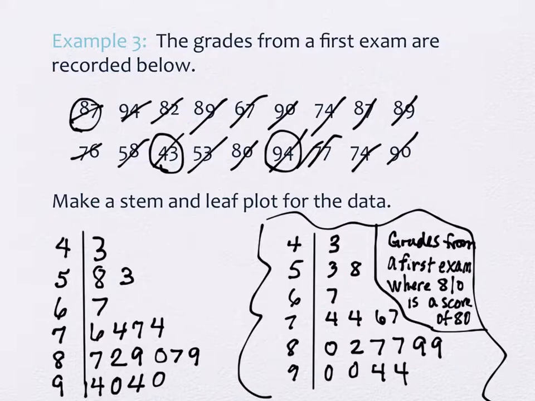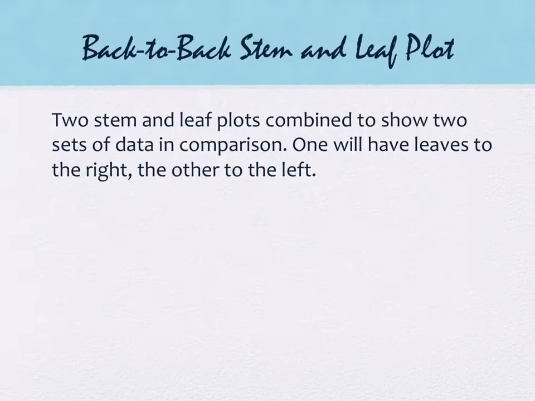Okay, so continuing on with the idea of stem and leaf plots, there are also something called back-to-back stem and leaf plots. These are actually 2 stem and leaf plots that are sort of put together. One of them ends up having the leaves on the right, and one of them ends up having the leaves on the left, and they share the stem column in the middle.